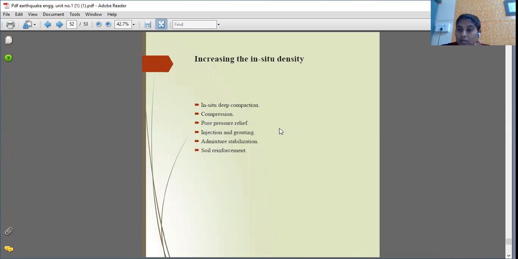Compression, and again water pressure relief, meaning whatever water pressure is there, we have to reduce it from the earth crust. Injecting and grouting means we have to use some cement concrete material. Then admixture stabilization and soil reinforcement. By this we can make the soil a reinforced material with the admixtures in the stabilization, so automatically we can reduce soil liquefaction. Okay, so that is the part about soil liquefaction: what is soil liquefaction, and how to control it with respect to different parameters.